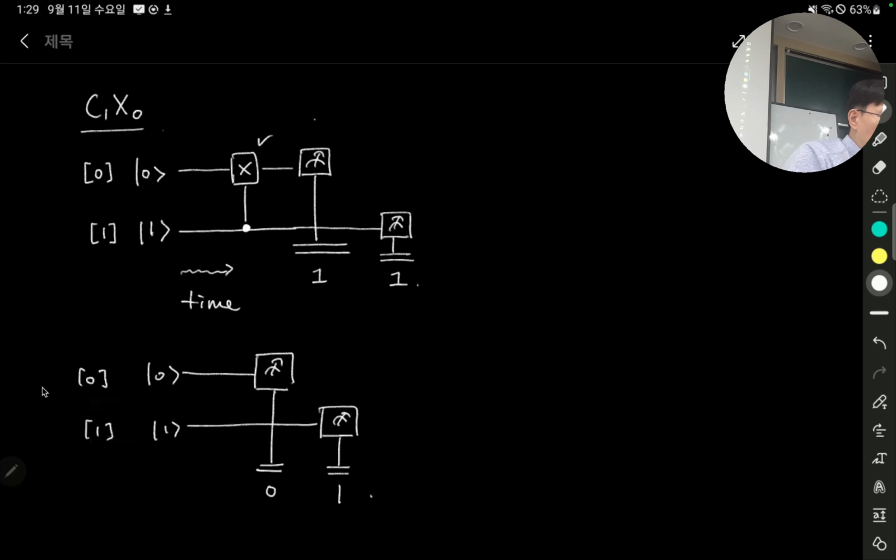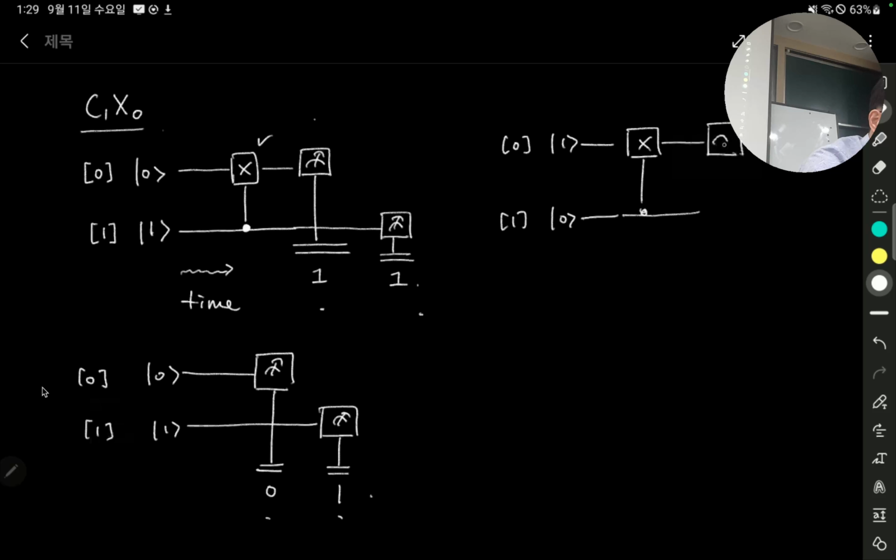So every time if I don't apply the C0 gate on this state, I always get 0, 1. But if I apply the C0 gate, then I get 1, 1 instead. So that's the C0 gate. You can do the same thing with a different initialization. For example, if I have 1 cat and 0 cat here, and I have the same C0 gate here, let's guess what will be the outcome after applying the C0 gate and measuring.